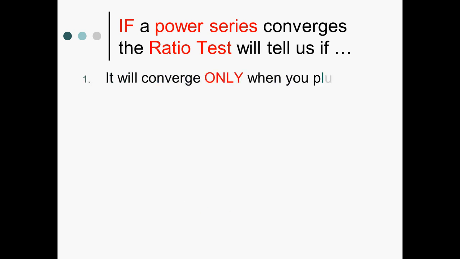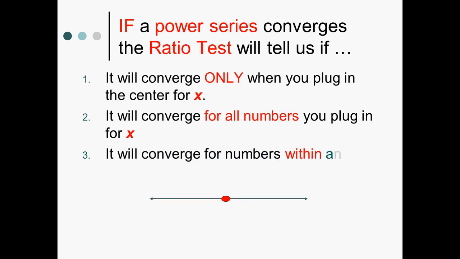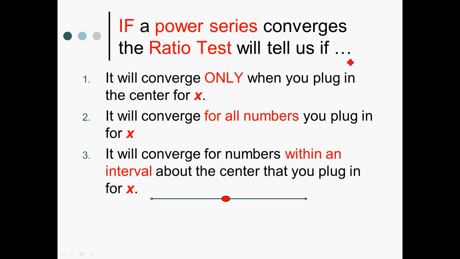So remember from yesterday, if a power series converges, the ratio test will tell us if it will converge only when you plug in the center. Boring. Or it will converge for all numbers that you plug in for x, negative infinity to infinity, or more likely, it will converge for numbers within an interval about the center. So some interval. Your radius of convergence is a distance right and left of the center for which all x's within that radius will create convergence.